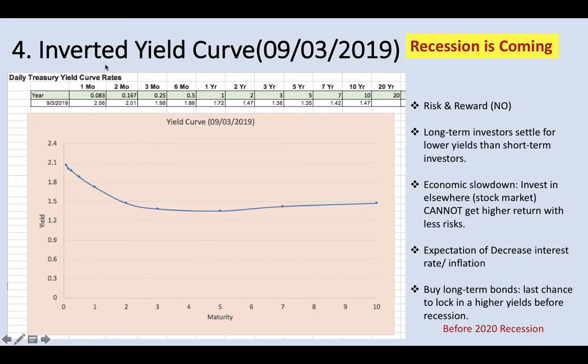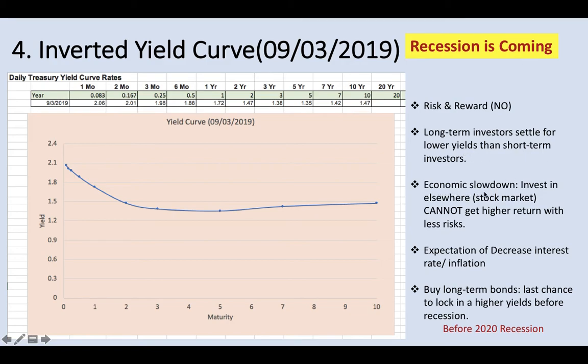So now we talk about the inverted yield curve. This is in September 2019. The yield curve inverted. So this was on the news a lot. Basically the situation is, I hold a 7-year, 10-year bond, I get a lower interest rate than those holding a month or holding a year. So you don't get any risk reward. So long-term investors accept a lower yield than the short-term investors.